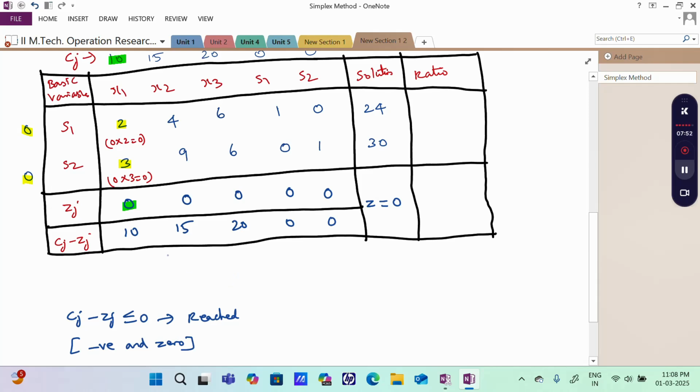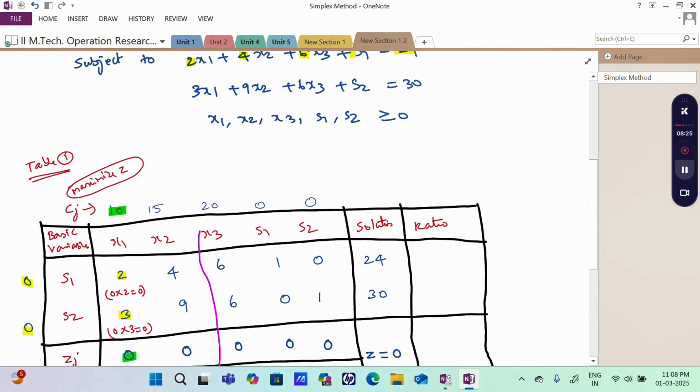But here we see 0 and positive values 10, 15, 20. When we have only one positive value, choose that. When there is more than one positive value, choose the maximum positive value. This is the selected one, the maximum positive value. This is the selected column.